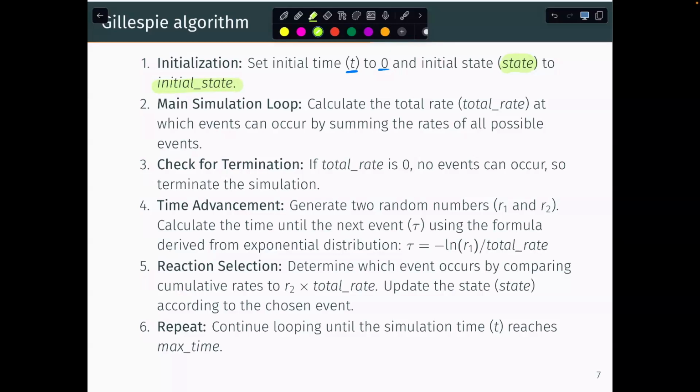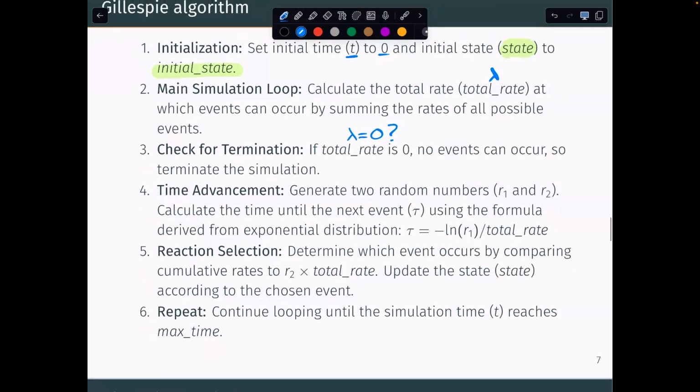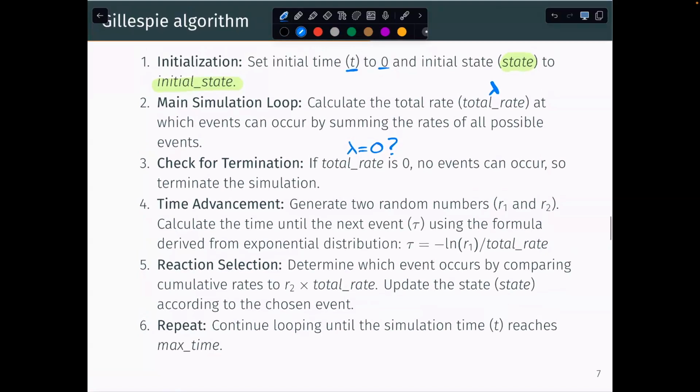So the first thing we do is we calculate our total rate. This is our lambda from our previous slides, essentially. So you just sum up all the possible rates in the system. We then check, is lambda equal to 0? If this total rate is equal to 0, then that means that nothing's happening. So we just have to terminate our simulation. It's important to do this step just in case there's a bug in your system. Otherwise, things can go negative and crazy.